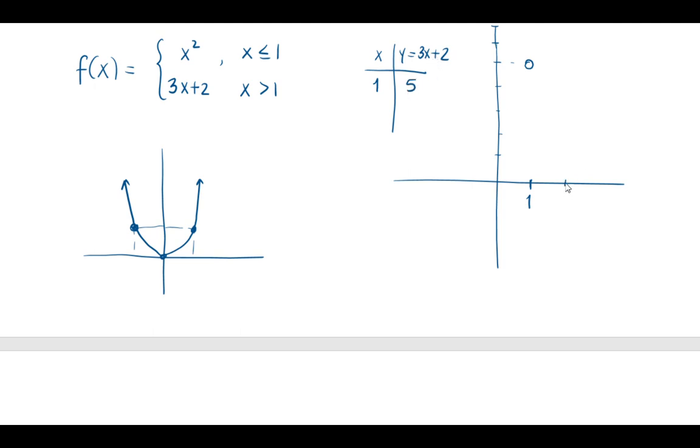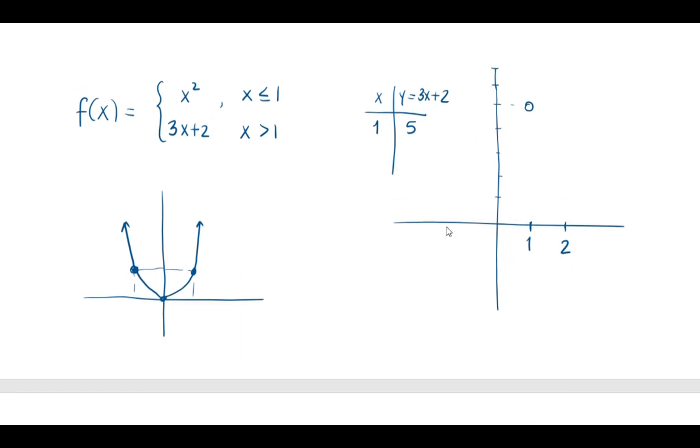If I plug in 2, let's just go a little bit up. If I plug in 2, that will be 3 times 2, 6, plus 2, it's 8. So 1, 2, 3, 4, 5, 6, 7, I have to go more. Maybe here, 8. At 2, it's going to be 8. And that's included. And the graph of that portion will look like this. It's a line. And this side is open.